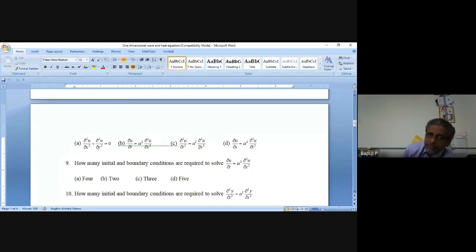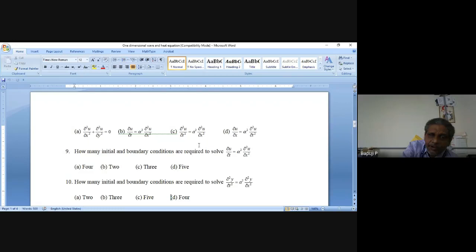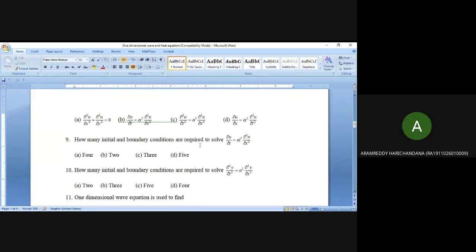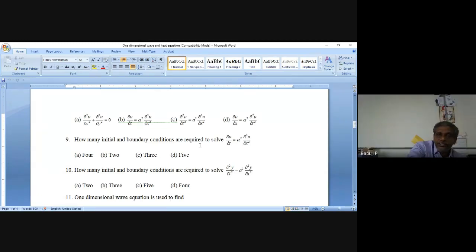So 3. Similarly, how many initial and boundary conditions are required for ∂²y/∂t² = a² ∂²y/∂x²? Same story. Y is differentiated with respect to t 2 times, and with respect to x 2 times. So how many conditions? 2 plus 2, how much? 4. So the answer is 4. However many times you differentiate the independent variable, that many boundary conditions you have to use for solving the problem. Right.